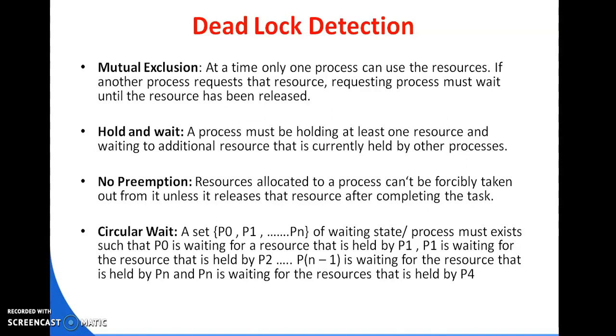Suppose there is a set P0, P1 to Pn of waiting processes, such that P0 is waiting for a resource that is held by P1, and P1 is waiting for a resource that is held by P2, and up to Pn minus 1 is waiting for a resource that is held by Pn, and Pn is waiting for a resource that is held by P0. That is the circular waiting state, known as circular wait. So a deadlock situation can arise if the following four conditions hold simultaneously in the system: mutual exclusion, hold and wait, no preemption and circular wait.